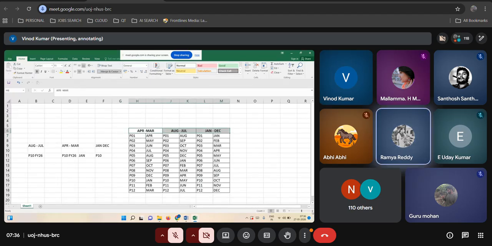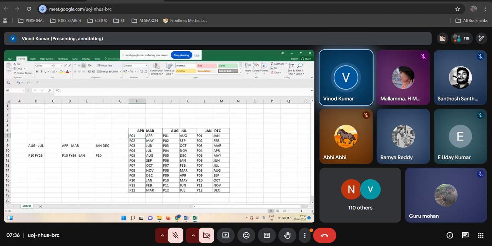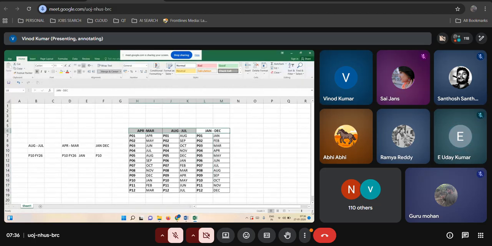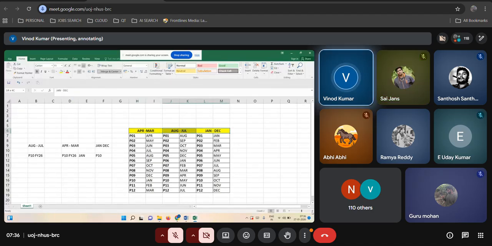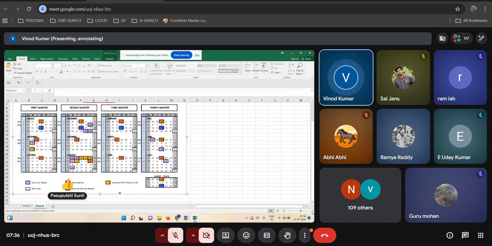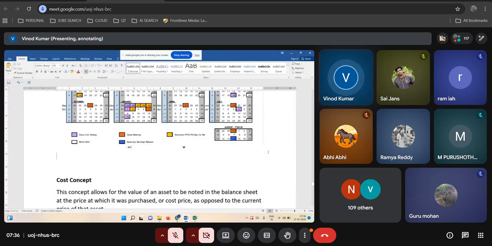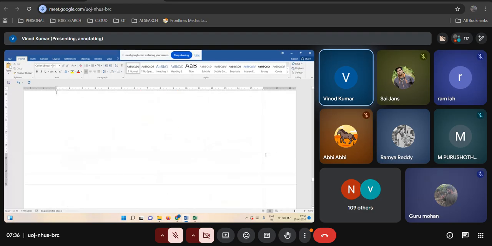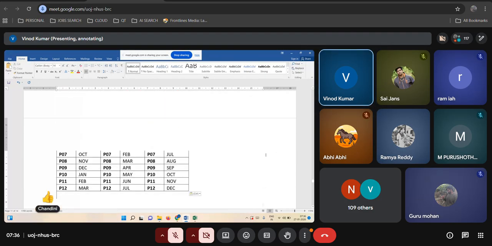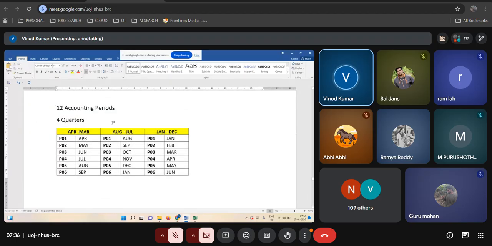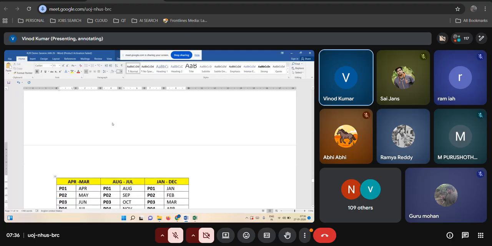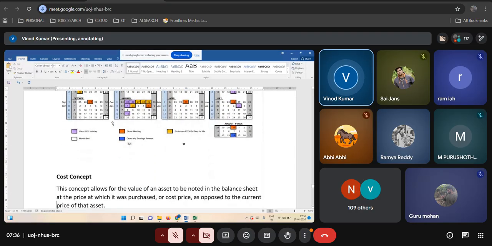Guys, understand? Any doubts in this? Clear? This is why, in real time, it is very important to measure the company's financial performance. Okay, fine. This is about the accounting period concept, guys.